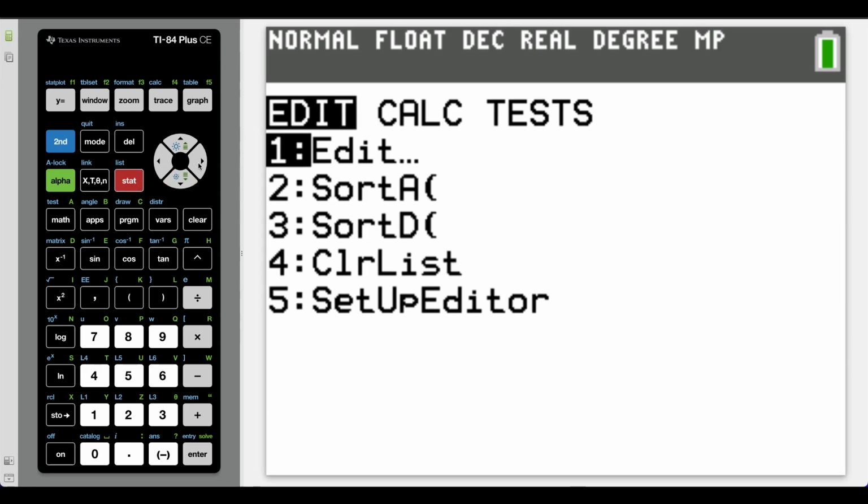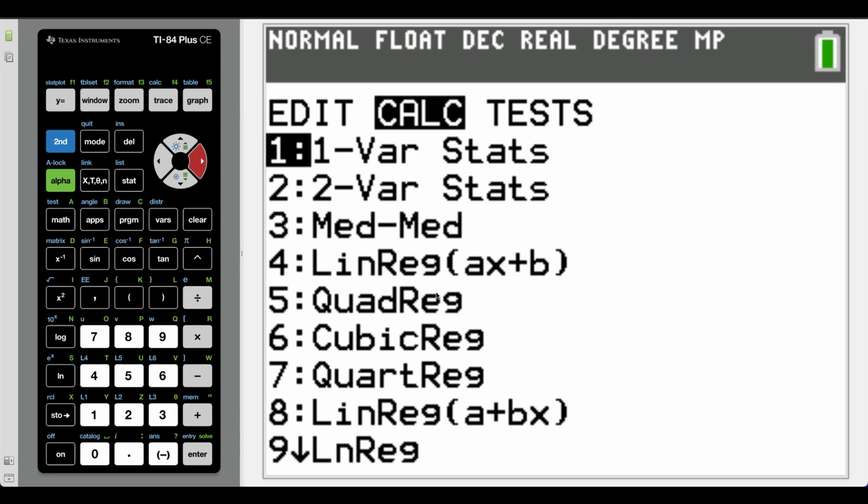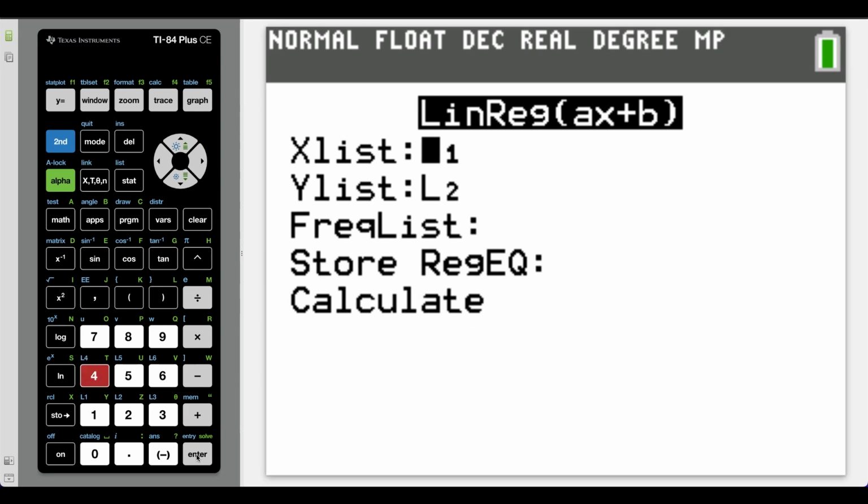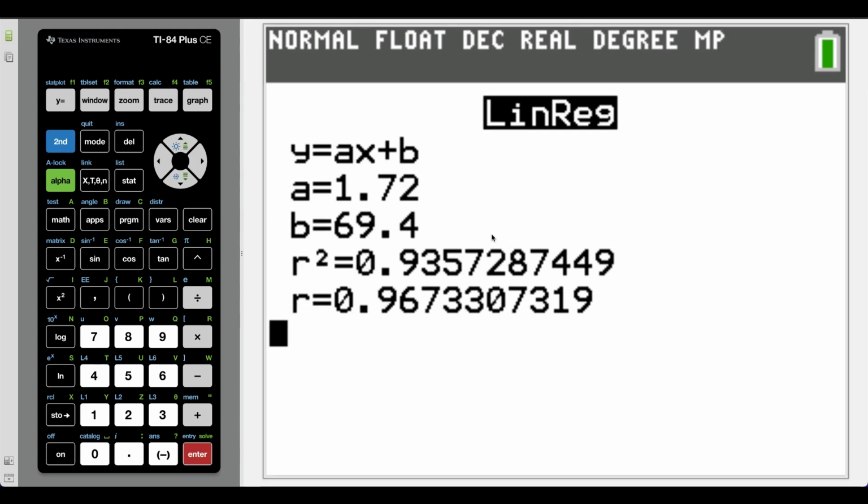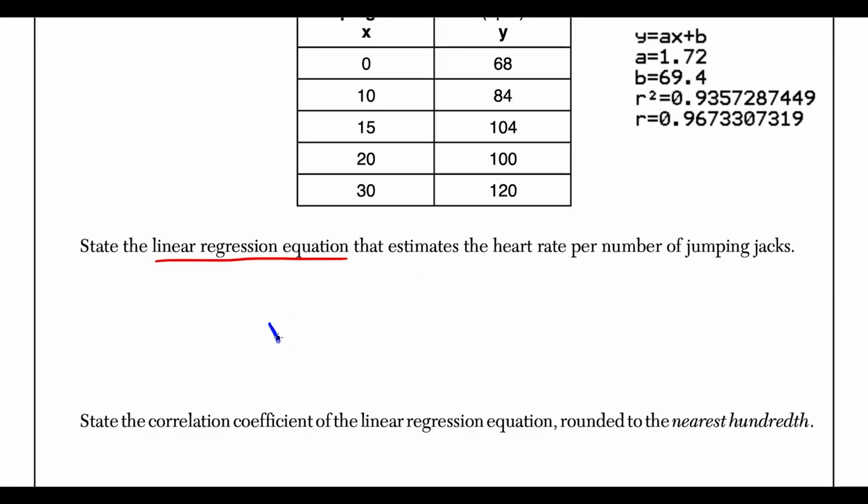could do is now we could go to stats. We're going to calculate the linear regression as number 4. So we're calculating the linear regression for both columns, L1 and L2, because we need an X and a Y column to write the equation of a line. And now notice, instead of mx plus b, they use ax plus b, but our line is going to be y equals 1.72x plus 69.4. What we also get out of this information is the r value, which we're going to need for the next part. So now we'll just write out our equation. We have y equals, the slope was 1.72, so we have 1.72 times x plus the y-intercept was 69.4. So here's our linear regression equation.